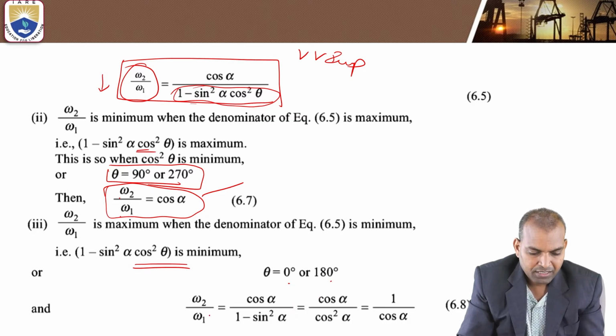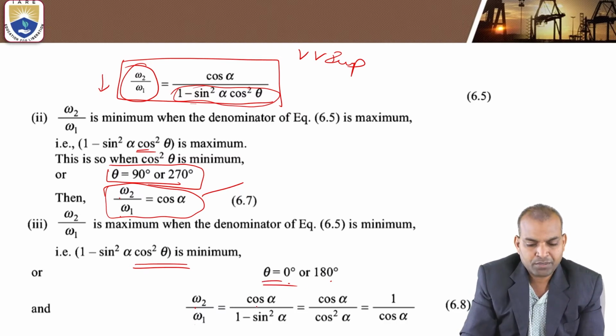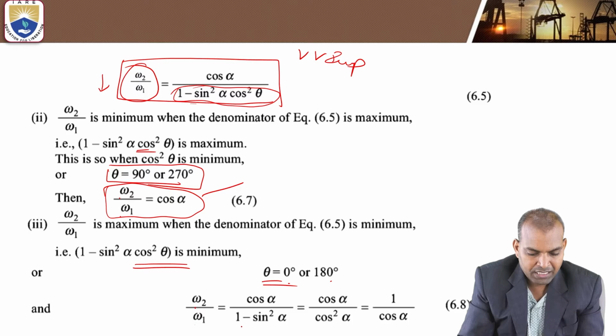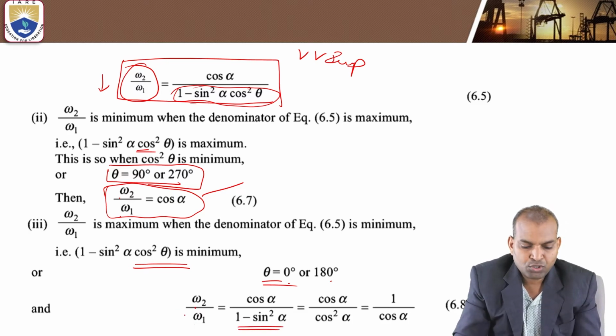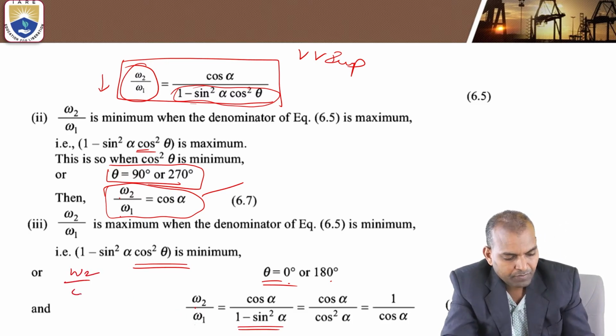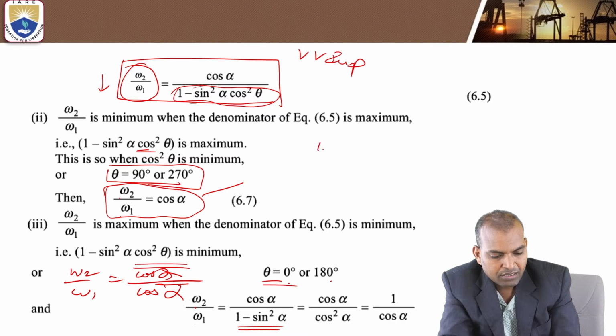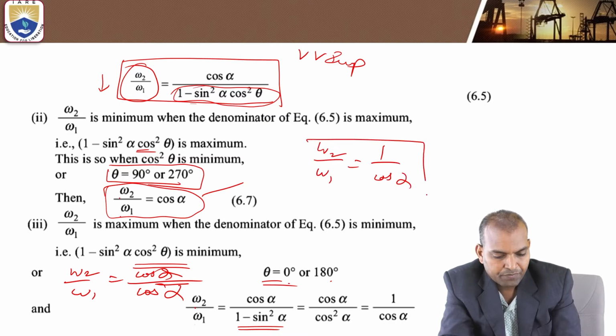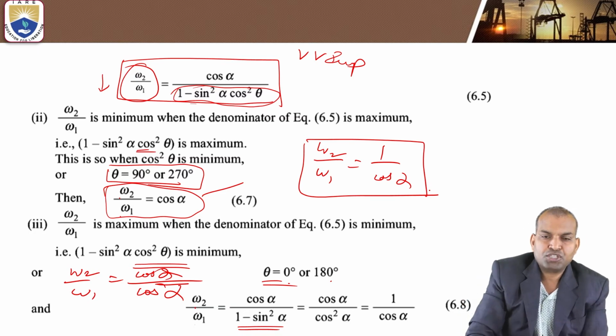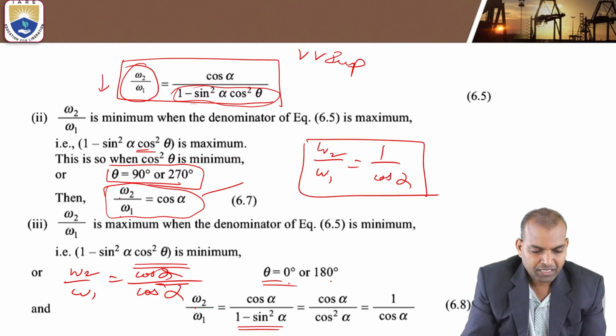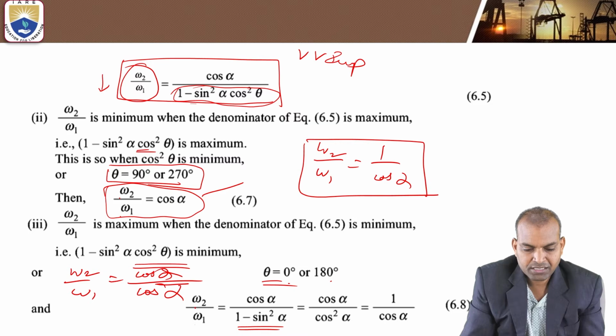Substitute over here. When theta equals 0, cos theta becomes 1. That is cos alpha by 1 minus sin square alpha, that means cos alpha by cos square alpha. One term will be cancelled. Then omega 2 by omega 1 equals 1 by cos alpha. This is the condition for the maximum velocity ratio, 1 by cos alpha.